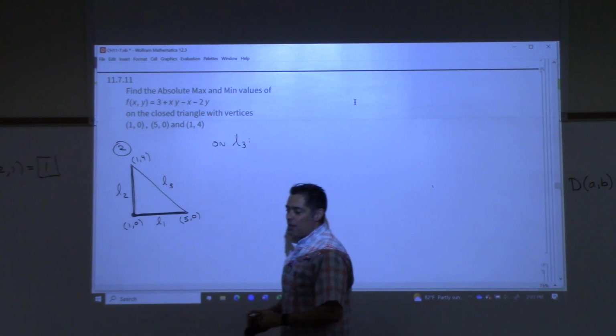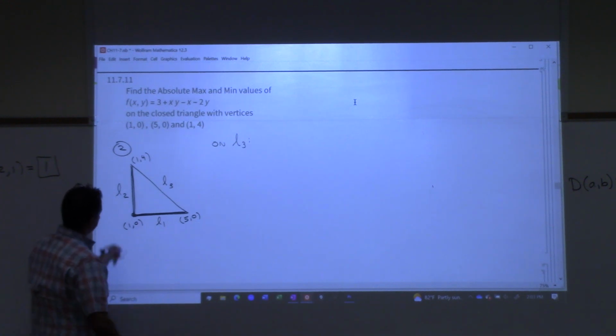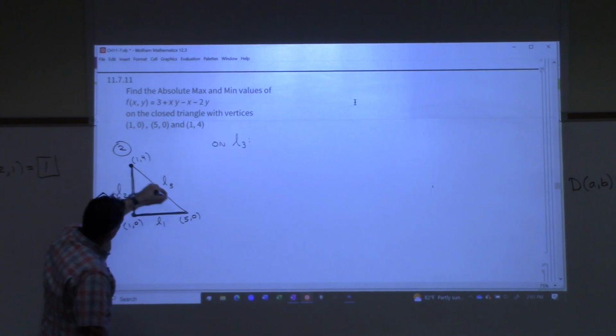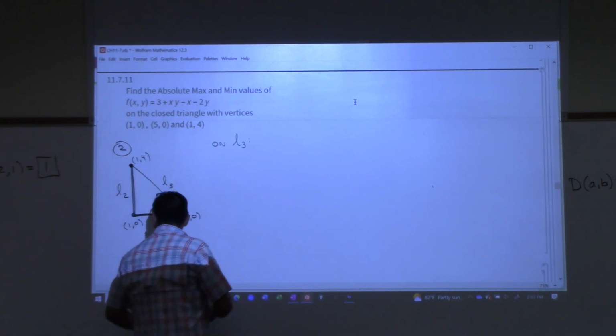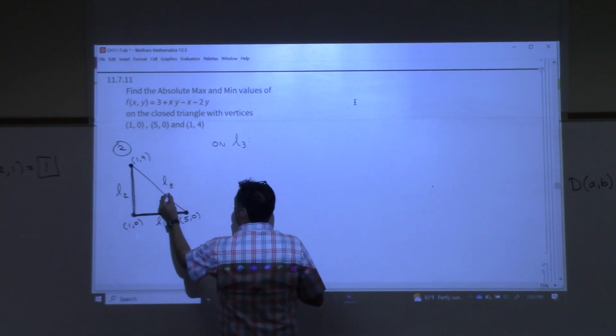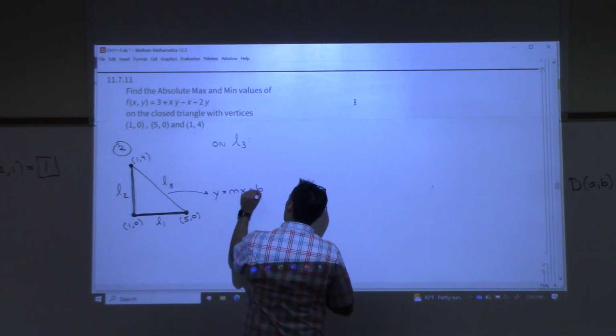Exactly. Because it's a line, we should be able to express one of the variables in terms of the other. So let's investigate this a little bit more. You see this? This is a line. Since this is a line, this should have an equation that goes with it, right? y equals mx plus b.